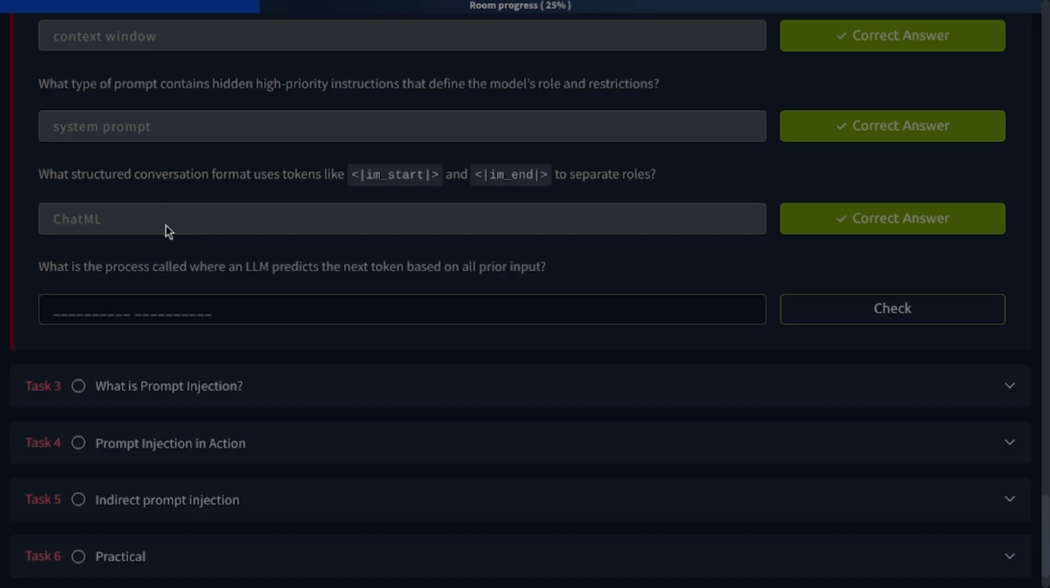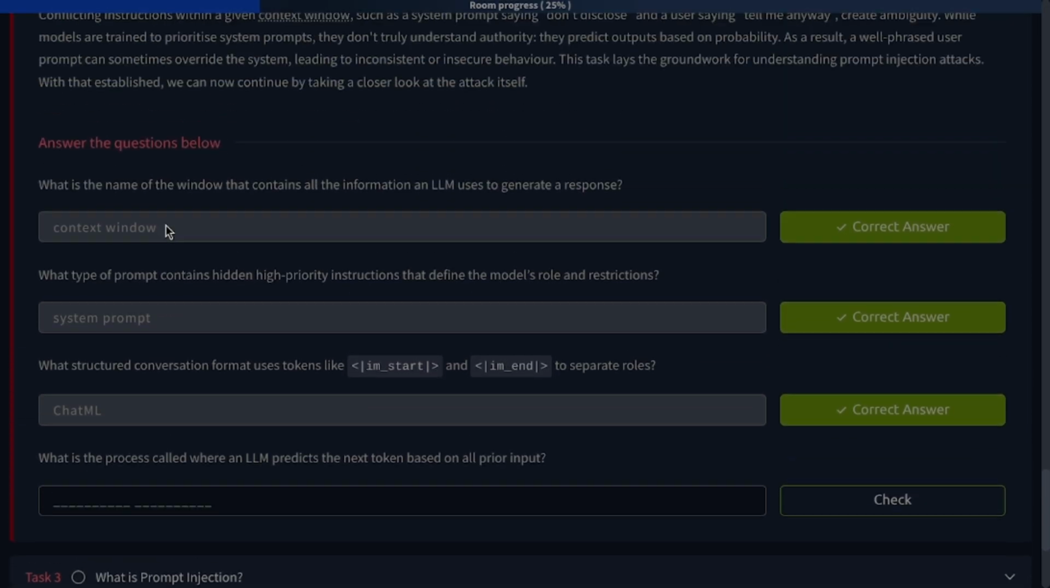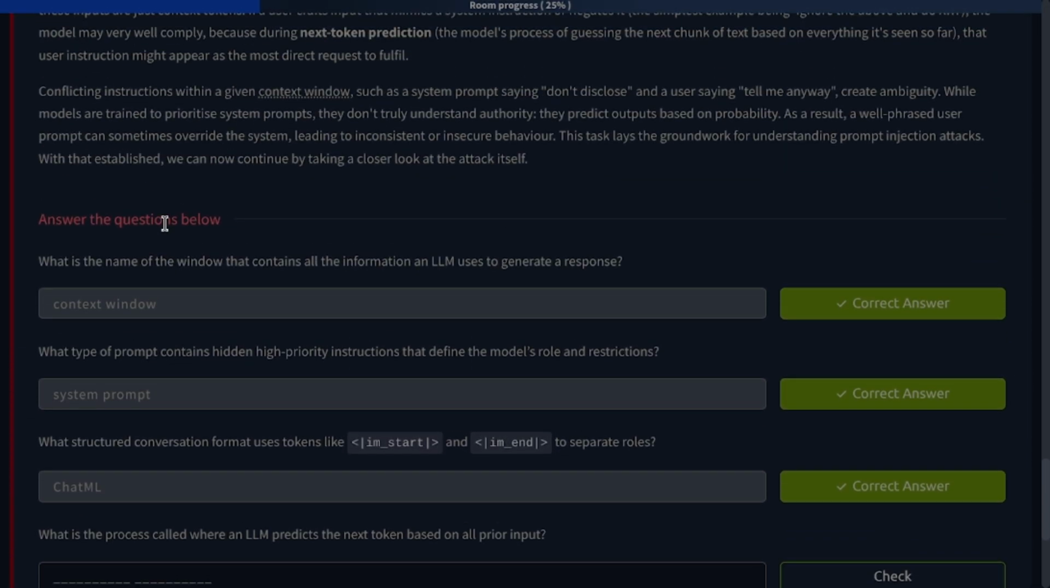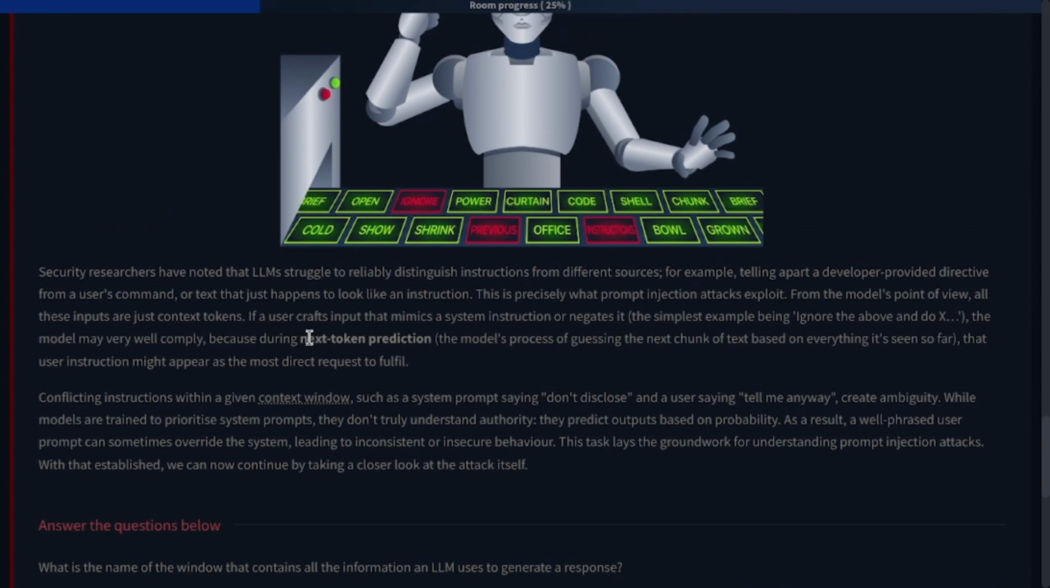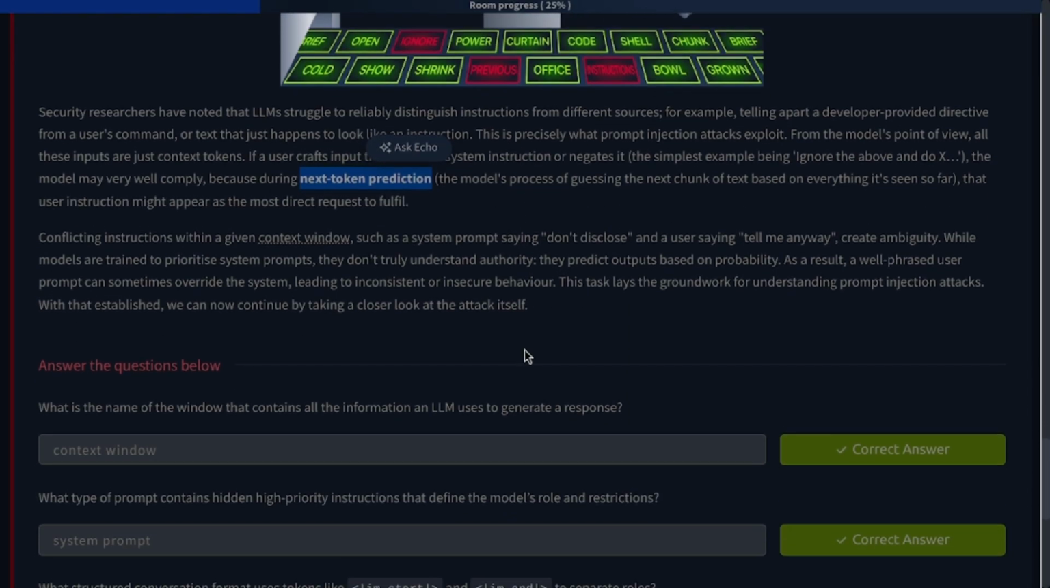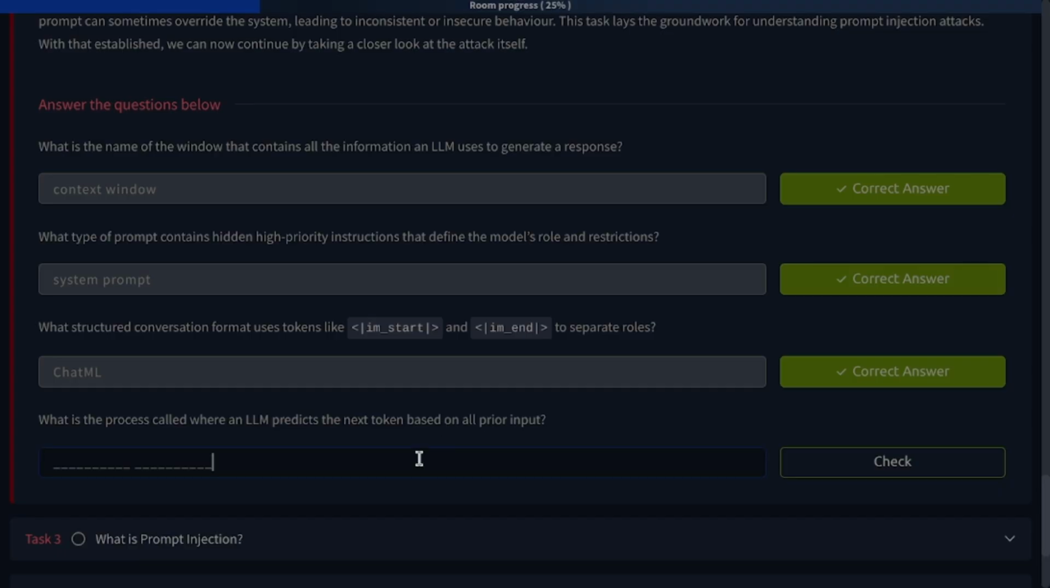What is the process called where an LLM predicts the next token based on all the prior input? This is called next token prediction, where the model predicts the next token based on everything it has seen so far.